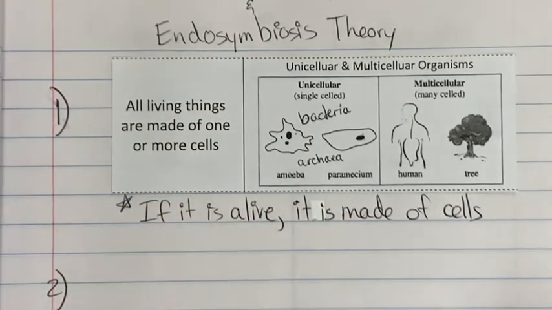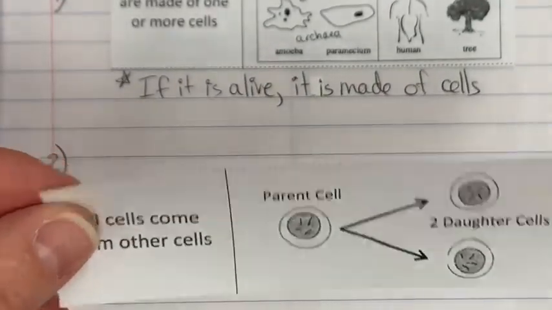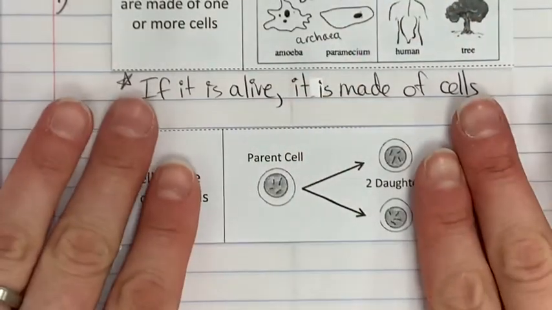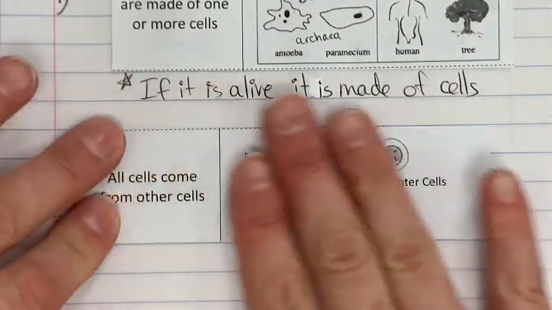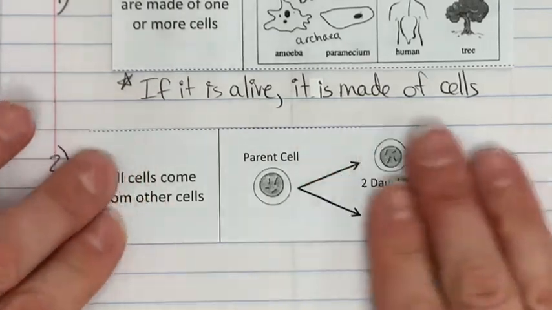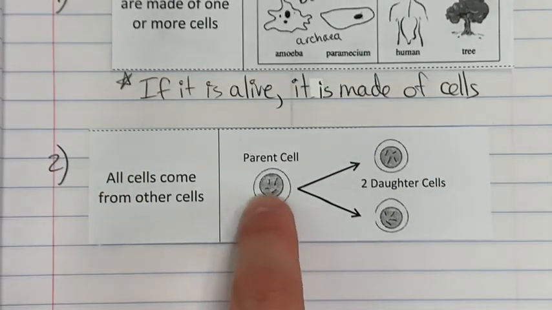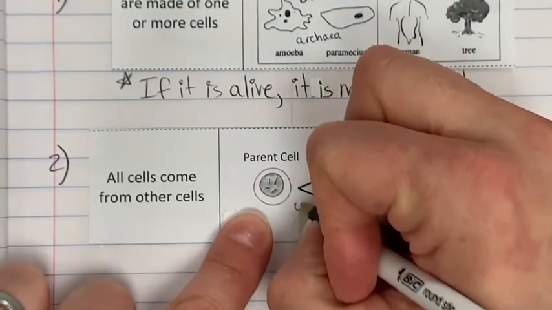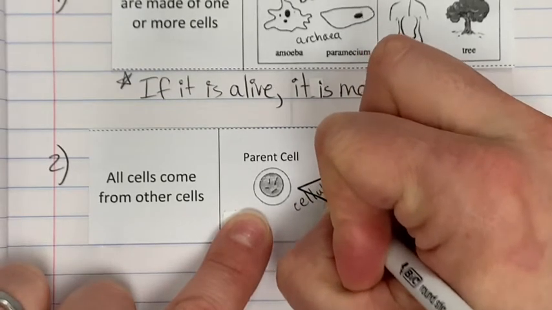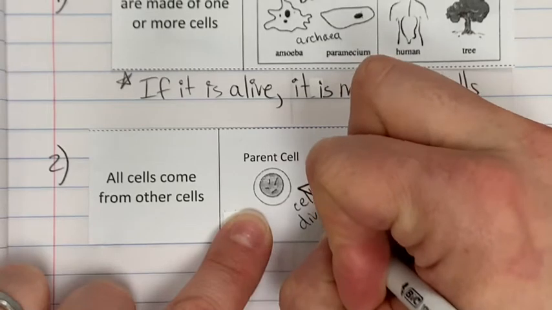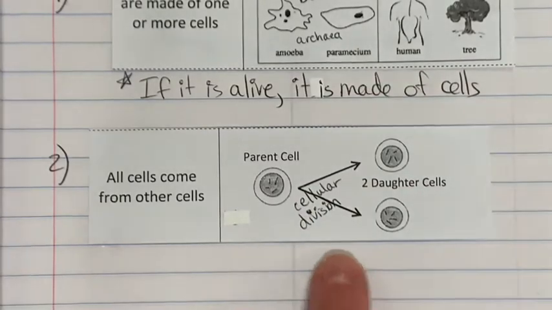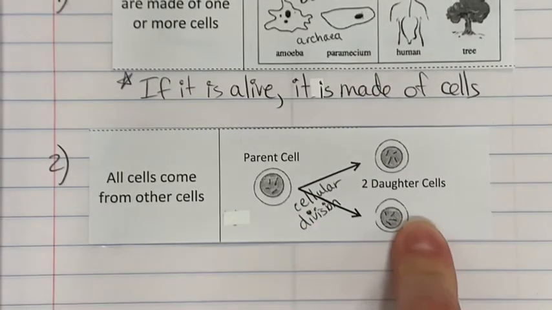The second part of the cell theory, okay? This picture, just a little bit of glue. We will be drawing on it, so just a little bit of glue. Not a lot, just drops in the corners. All cells come from other cells. So we have a parent cell, and that cell will divide into 2 daughter cells. We call this dividing process cellular division, in which one cell divides into 2 cells. Cellular division takes one cell, we call it the parent cell, and divides it into 2 daughter cells.